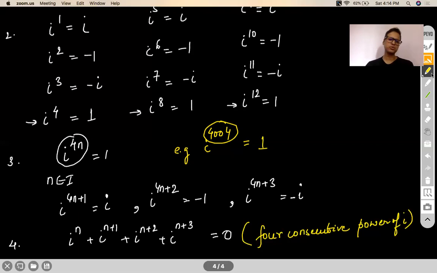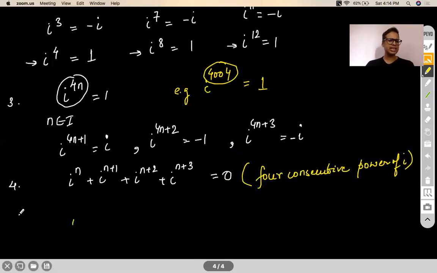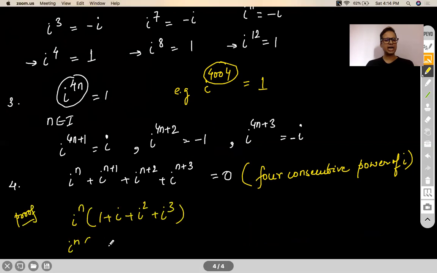What is the proof for this? Proof is very simple. Take an i to the power n common. It will give you 1 plus i square plus i cube. And i square we know is minus 1, i cube we know is minus i. So 1 minus 1 cancels, i minus i cancels, giving you a 0. So these are the 4 important properties that we need to keep in our mind while solving questions based on i.